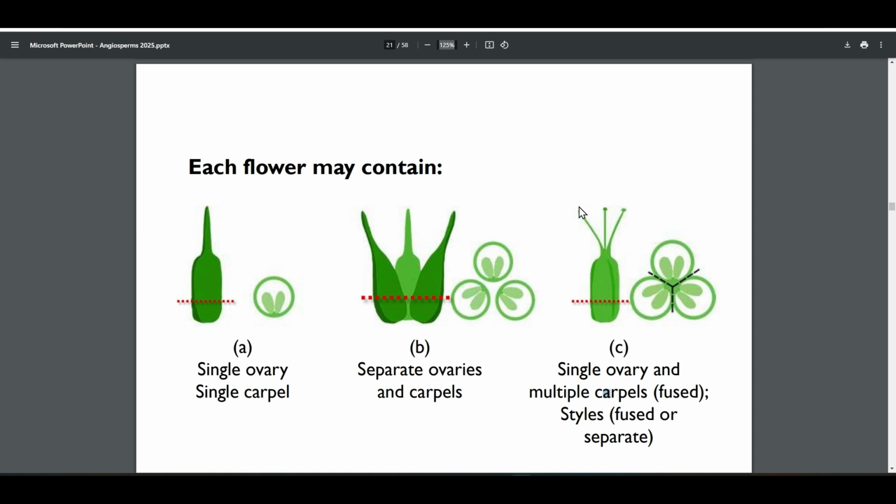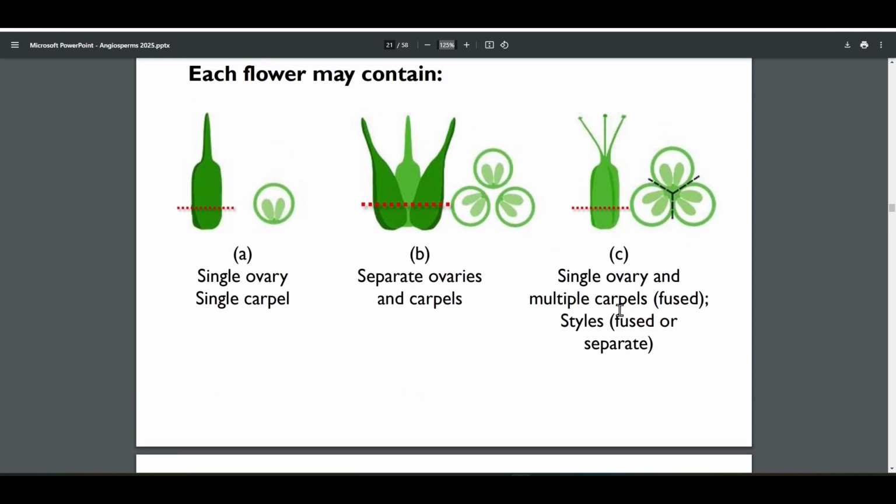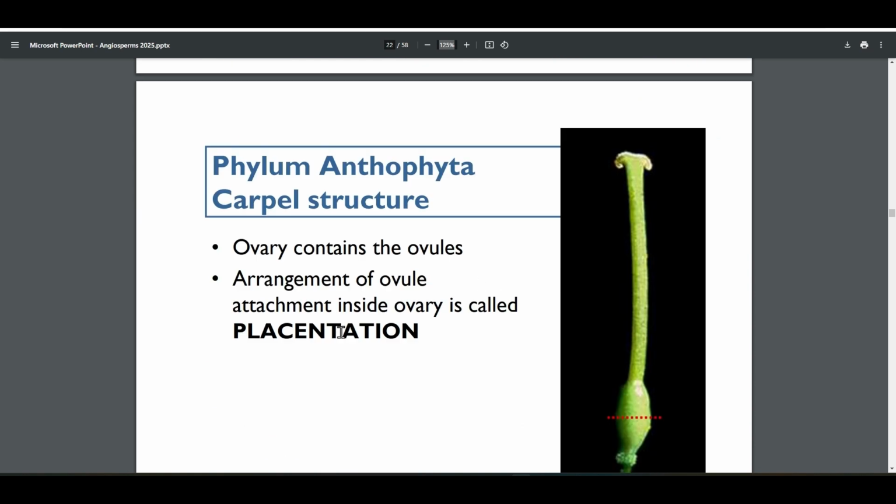So there's still actually just 1, 2, 3 carpels. One carpel over here, one carpel over here, one carpel over here, but they're fused. And styles, which are these top bits, can be fused or separated, but in this case it's separated. Alright?